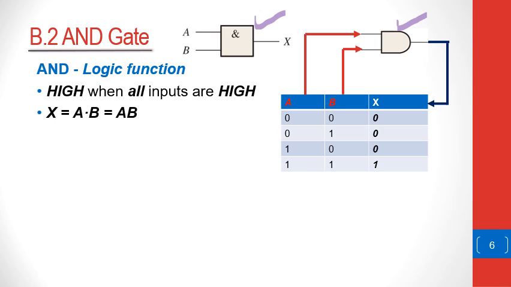The way the AND logic gate behaves is if all inputs are high, then the output is going to be high. Otherwise, the output remains 0, as you can see in these 3 examples. The expression for the AND gate is if the inputs are A and B, then the output will simply be A dot B, or simply A multiplied by B.